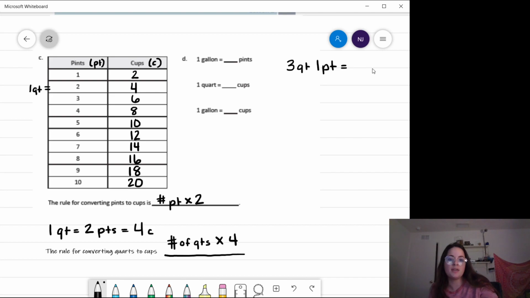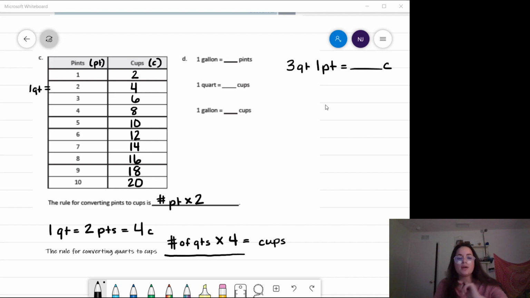3 quarts, 1 pint equals how many cups? Keep in mind that we just figured out that the rule for converting quarts to cups is taking the number of quarts and multiplying it times 4, and that will give you your cups. Go ahead and pause the video, give yourself some time to work.